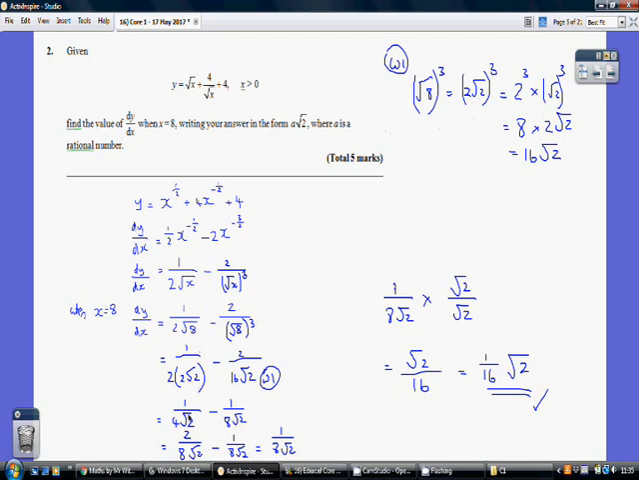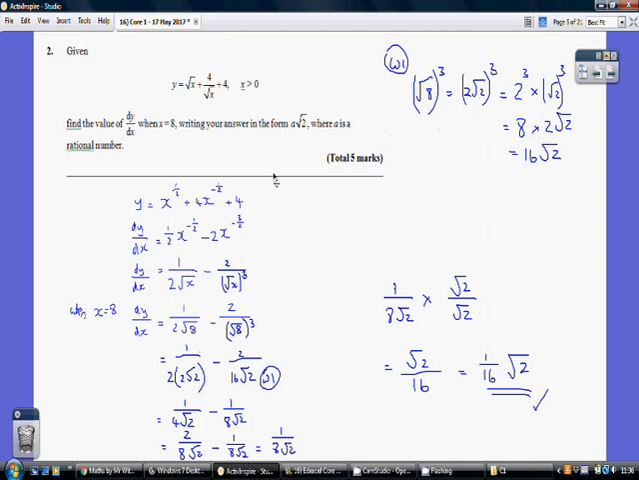So how do I take away fractions? I need to have a common denominator. So I've chosen to multiply top and bottom of this first term by 2. So I'm replacing 1 over 4 root 2 with 2 over 8 root 2. I've now got the common denominator, so I can take away: 2 take away 1 is 1, so that's one lot of 8 over root 2.